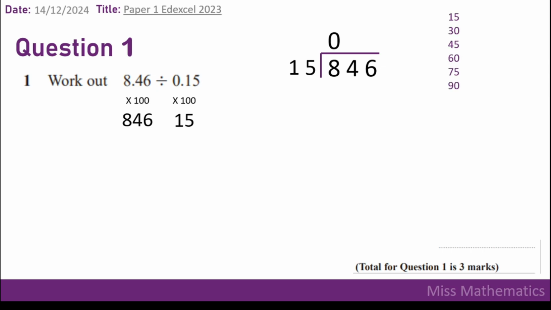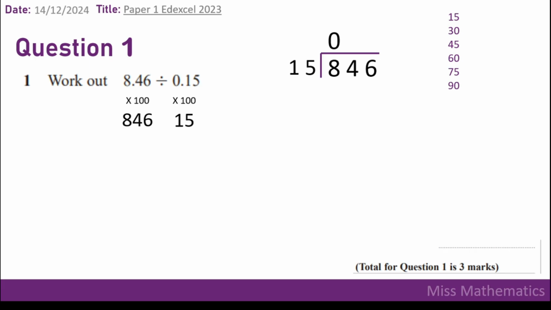Question 1. 8.46 divided by 0.15. So the way you can do this is first you times both numbers by 100 to get rid of the decimal points. Then you get 846 divided by 15. We can put this in a bus stop method. 15 goes into 8 0 times, so we put 0. Then we can list out the times table of 15 just to help us while we're on our way.